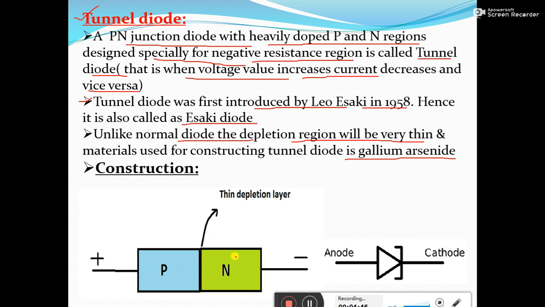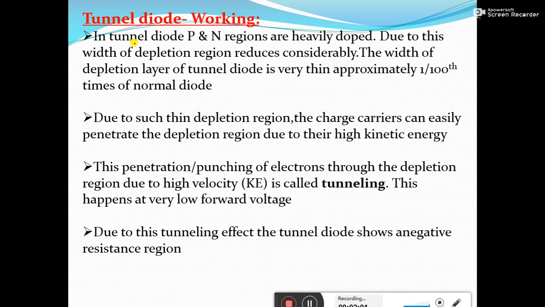So here you can see the construction. Since the P and N regions are heavily doped, you get a very thin depletion region here, and this is the symbolic representation of the tunnel diode. We will see the working now. In a tunnel diode, the P and N regions are heavily doped. Due to this, the width of the depletion region is reduced considerably, approximately 1/100th that of the normal diode.